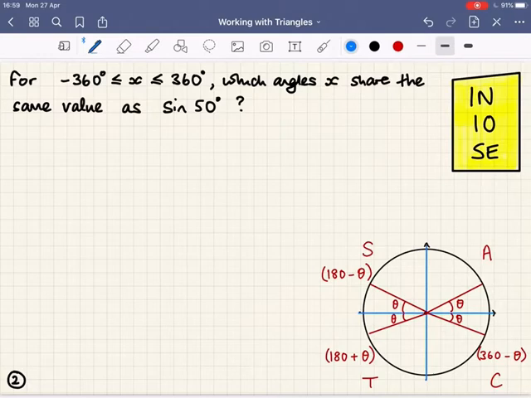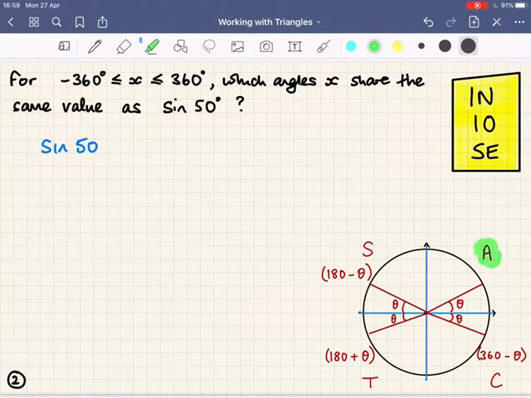Which angles x share the same value as sine 50, where the angle that we're looking for lies between minus 360 and 360 degrees? So we know that we've got sine 50. Our value for theta here is 50 because theta needs to be our angle that sits between 0 and 90 degrees. And the thing to look at here is in which quadrants would angle x share exactly the same value as sine 50? Well, sine 50 is positive.